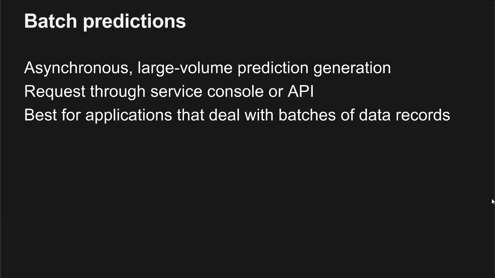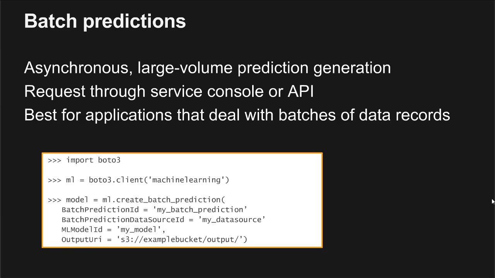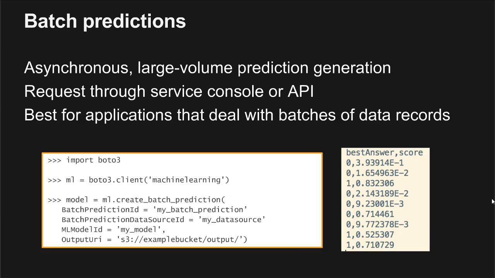The cases where you really want to use batch predictions are where you have asynchronous requirements, where you want predictions on a large volume of data, where the applications are inherently batch. And you have a single click to generate batch predictions or a single API call as well. And it puts the data out into S3 in CSV files, which is a fairly common and understood format that you can use for further pre-processing.